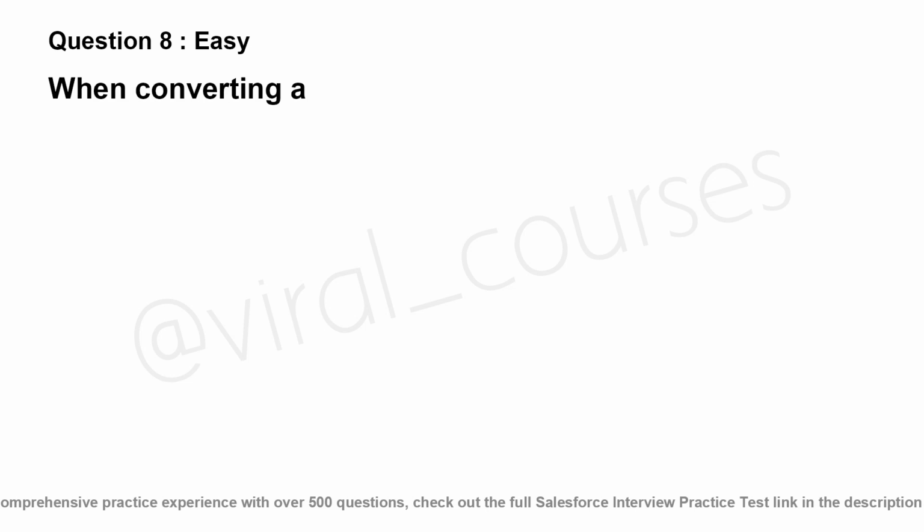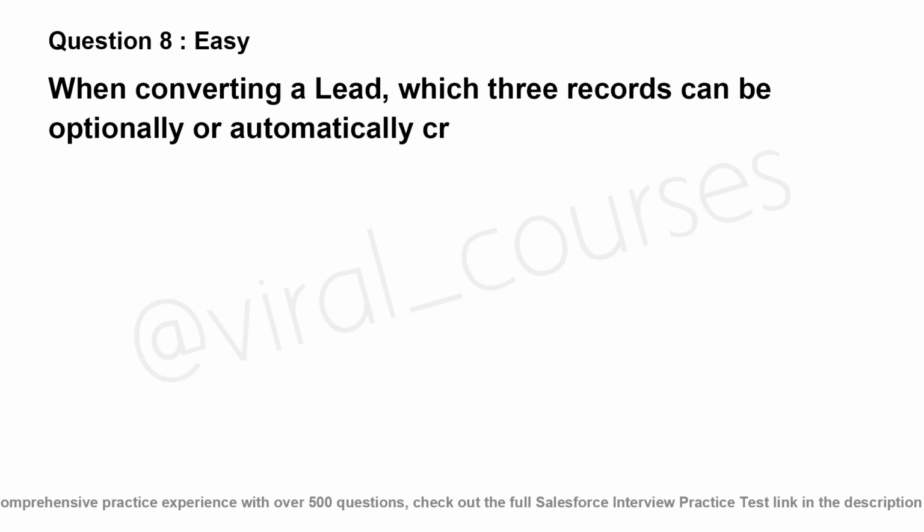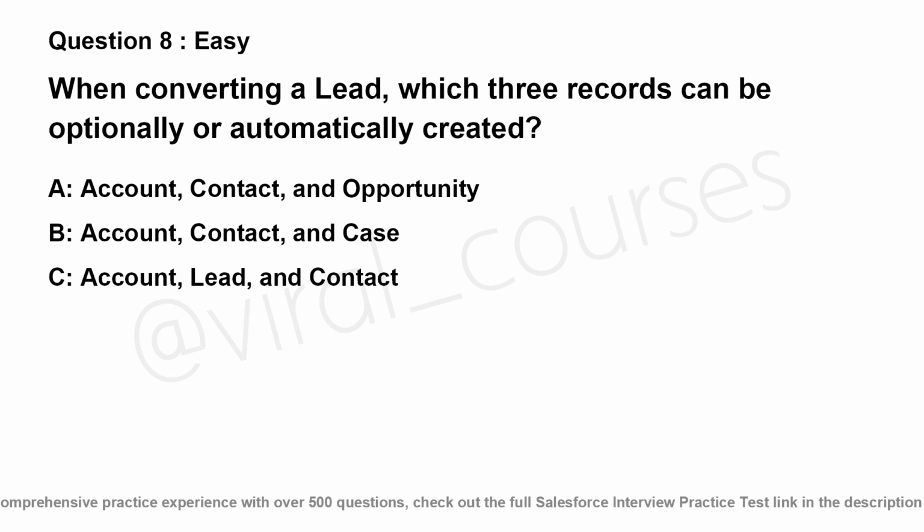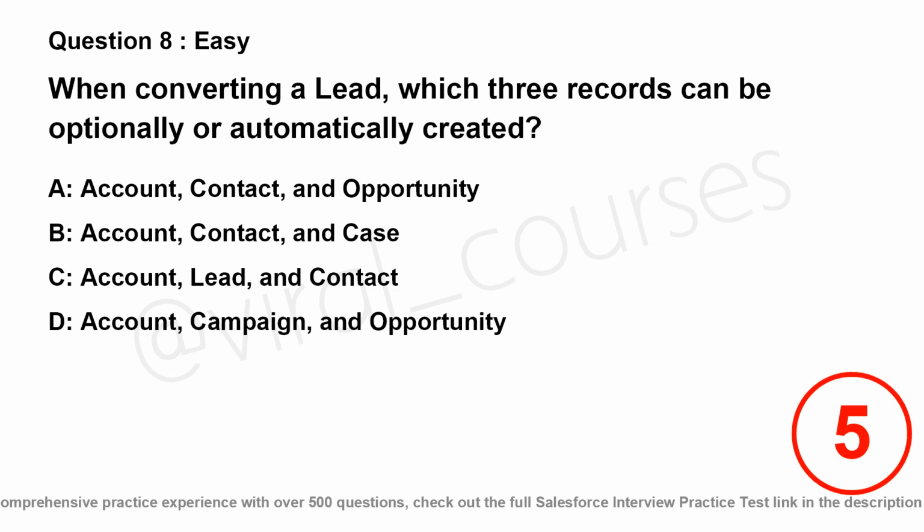When converting a lead, which three records can be optionally or automatically created? Option A. Account, contact, and opportunity. Option B. Account, contact, and case. Option C. Account, lead, and contact. Option D. Account, campaign, and opportunity.